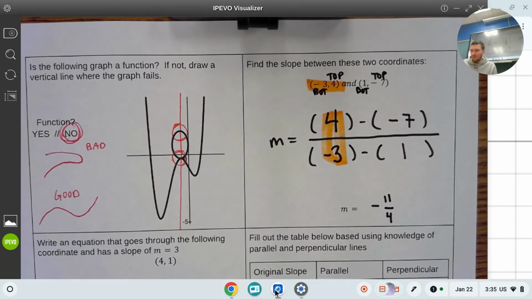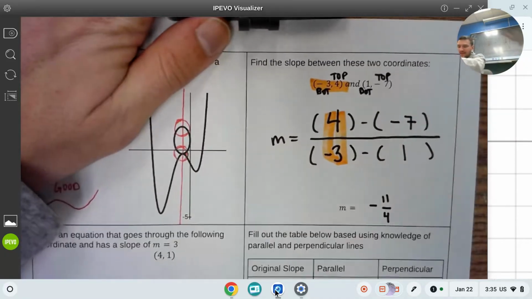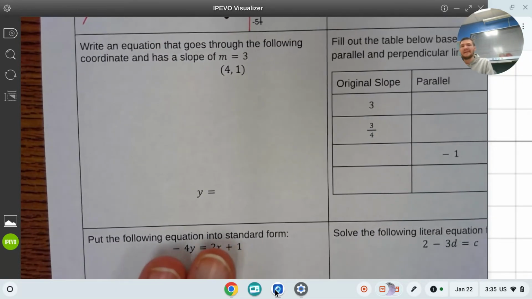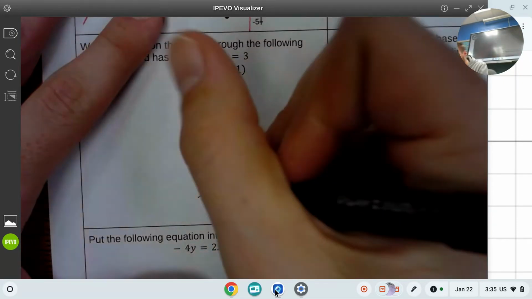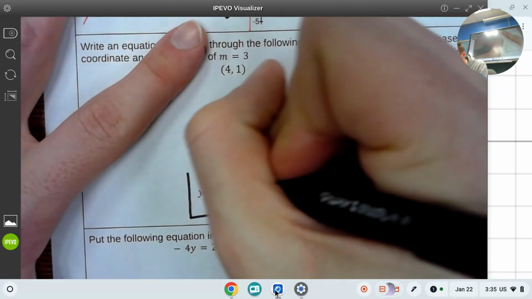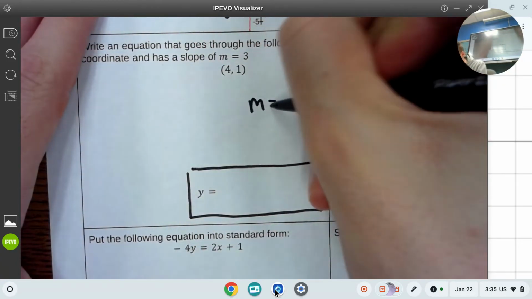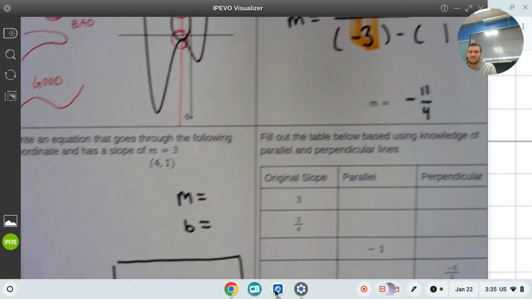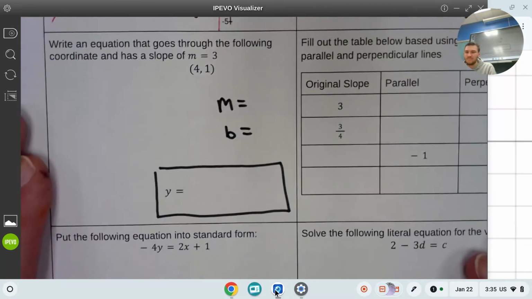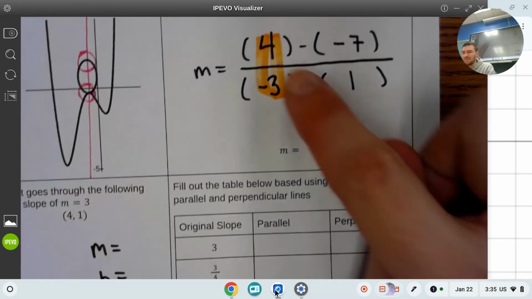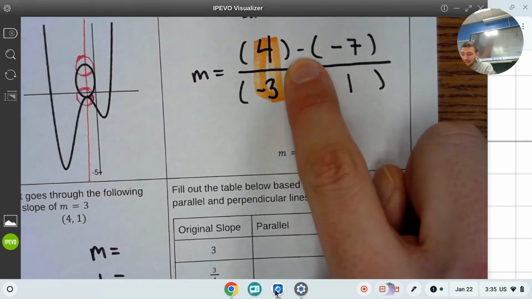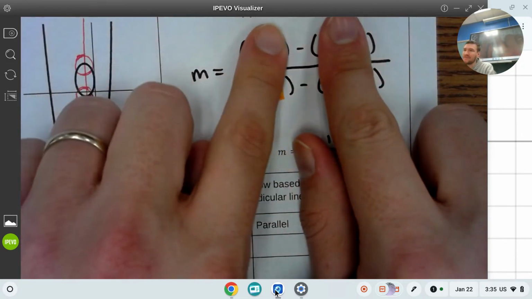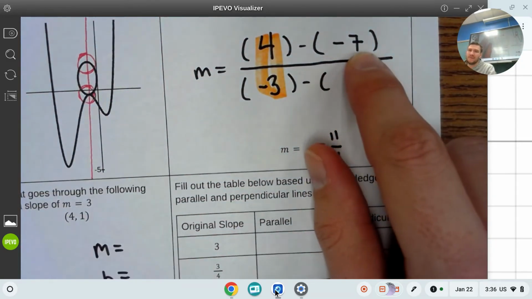All right, we got 4 questions left. Let's look at this left one. It says write an equation that goes through the following points. So we're going to need an equation that's going to go right here. And we're going to need the m and the b to figure out that equation. Okay, I got 3 over 4. It should be 4 minus negative 7, because that minus comes from the equation and that minus comes from the number.